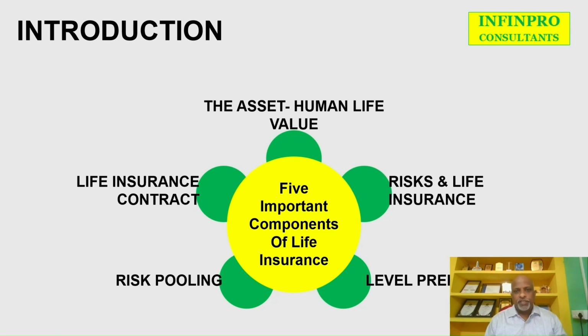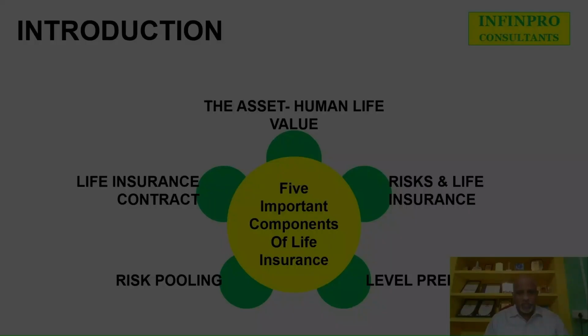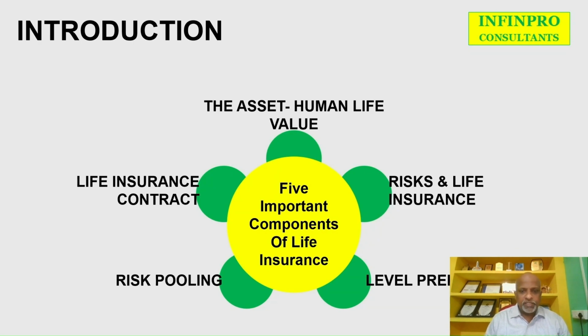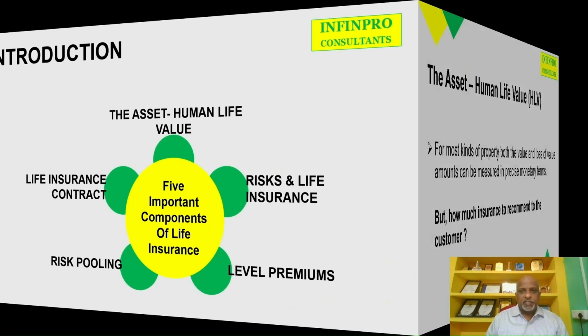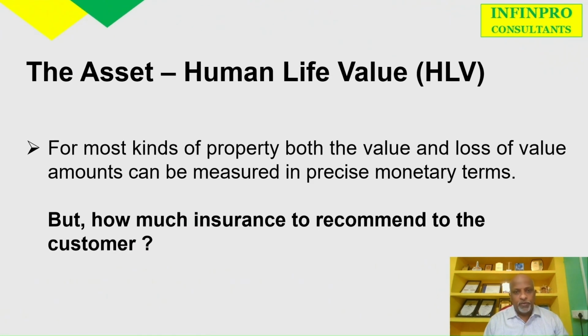The asset, which is the human, how to define the human life value. Risk and life insurance, how it is seen as far as the proposals and policies are concerned. What is level premium? We will know about what is risk pooling and life insurance contract. So you can have a look at the 5 important components of life insurance, which is human life value, risk and life insurance, level premium, risk pooling, and life insurance contract. Let us learn more about each one of these important components, and let's start with the human life value.